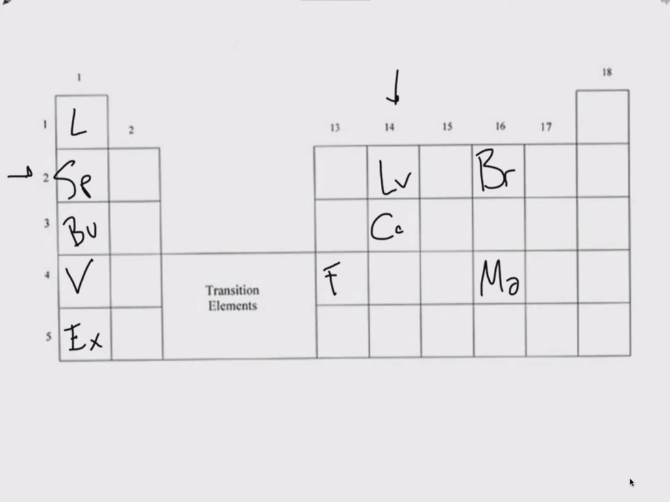Ballonium is a noble gas used to fill balloons. Well, that would be helium, which would be up here. Toothium is added to juice to help build strong bones. Well, toothium, that sounds a lot like calcium, which would be right here.